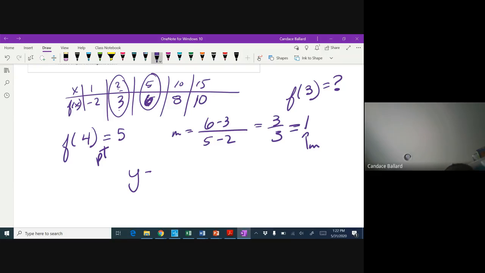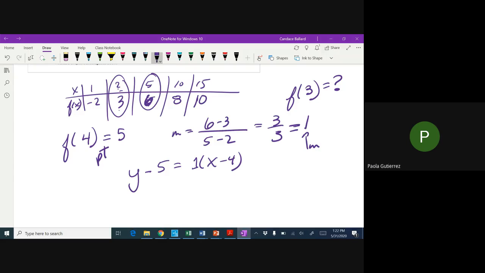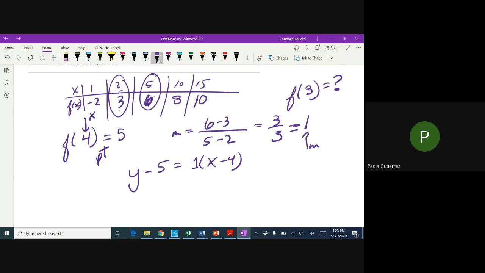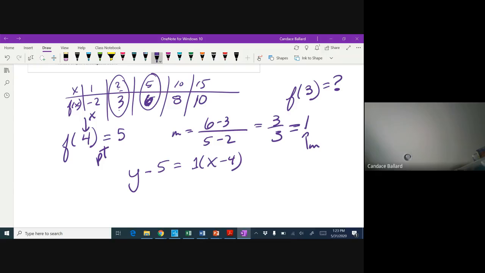Then do your tangent line approximation. Y minus my y value 5 equals my slope 1 times x minus 4. Does that make sense better, Paula? Yes. So you use whatever they pretty much give you in that area. Yeah, you need to surround this x value right here. Okay. Always.